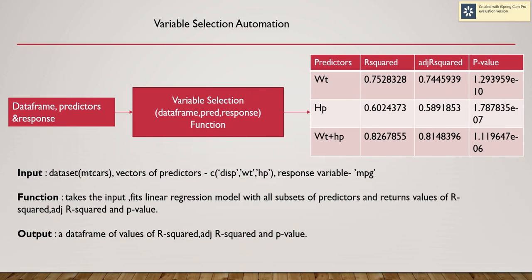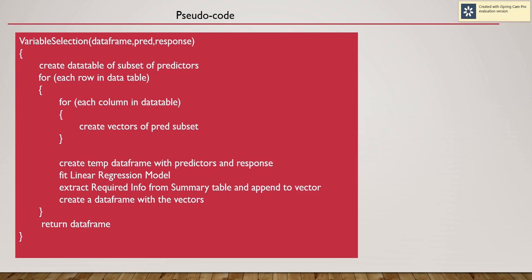The input to our function is the dataset, vectors of predictors, and the response variable. What the function does is, it will get all the subsets of the predictors, fit a linear regression model, and return the values of R-squared, adjusted R-squared, and p-value. So the output is a data frame of values of R-squared, adjusted R-squared, and the p-value.